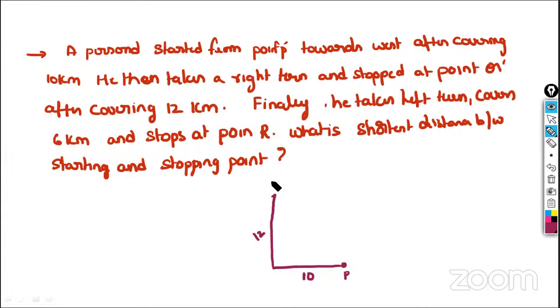Finally, he took a left turn and covered 6 kilometers and stops at point R. Right. This is the direction. Now, from starting point, the direction is northwest. Okay, well and good. He was asking that shortest distance. So many people are giving answers like 30, 29, 20, 18, different answers. So how do we take that?